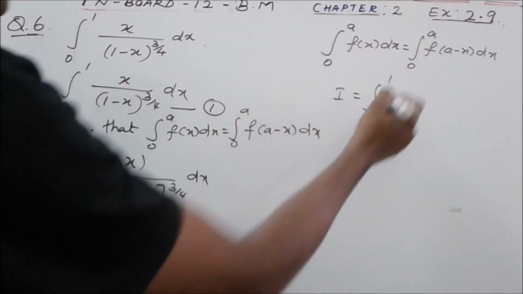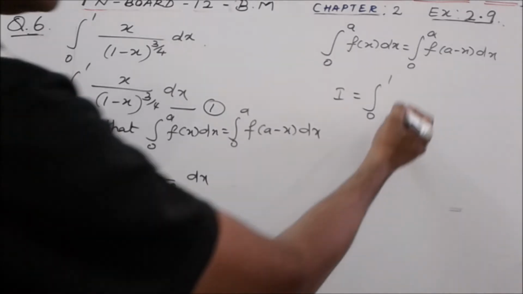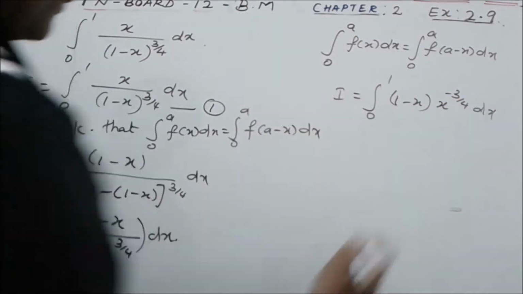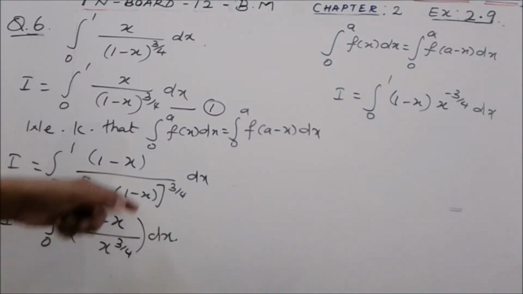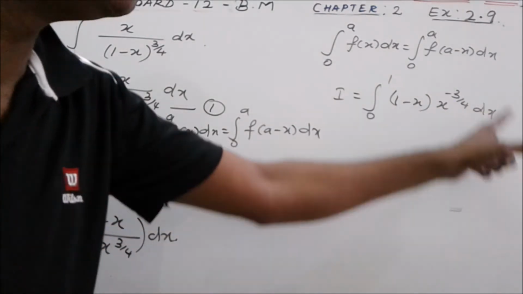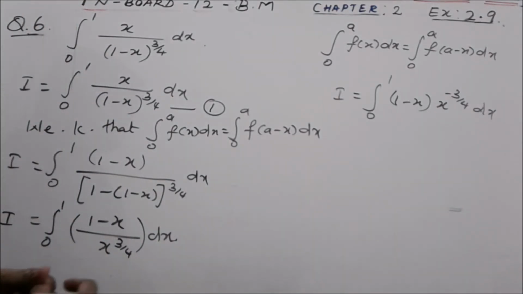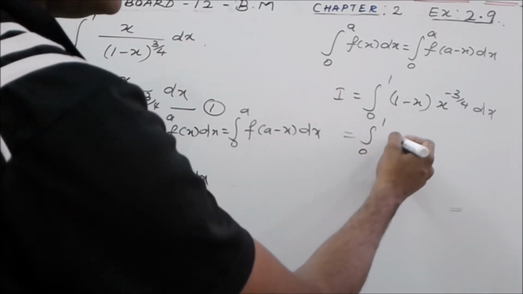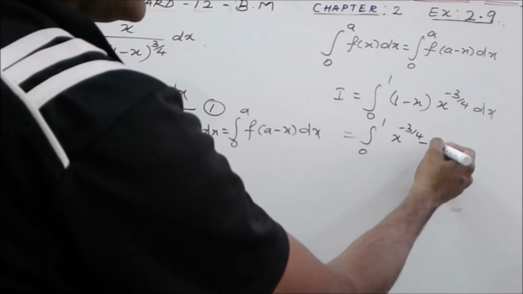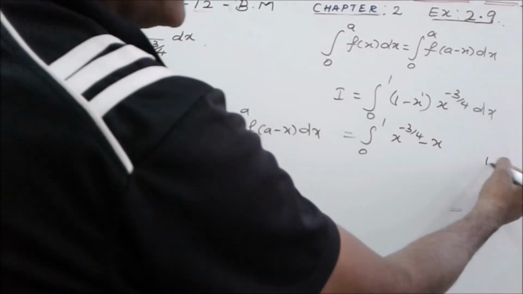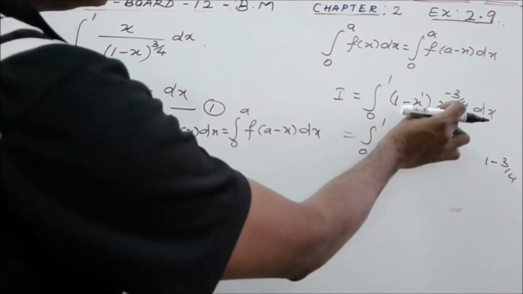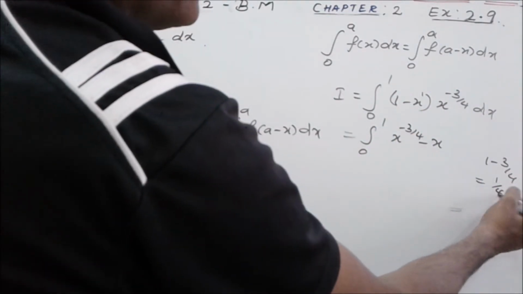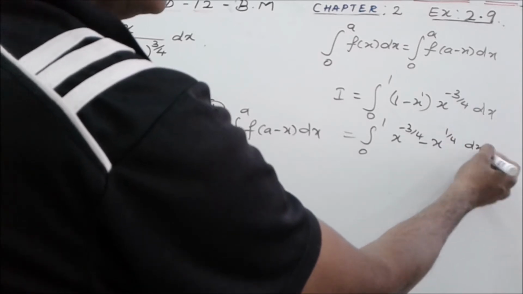integral 0 to 1, bring it to the numerator, (1 minus x) into x to the power minus 3 by 4 dx. When we bring this x power 3 by 4 to the numerator, it will be x power minus 3 by 4. Now multiplying, integral 0 to 1, x power minus 3 by 4 minus x to the power 1 into x power 1 minus 3 by 4. When the bases are equal, when we multiply we can add the powers. So 1 minus 3 by 4 equals 1 by 4. So x power 1 by 4 dx.